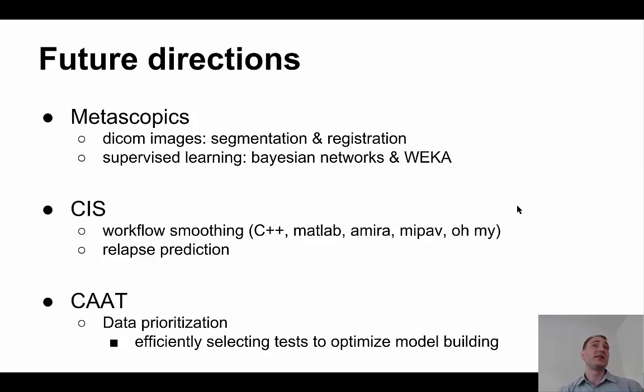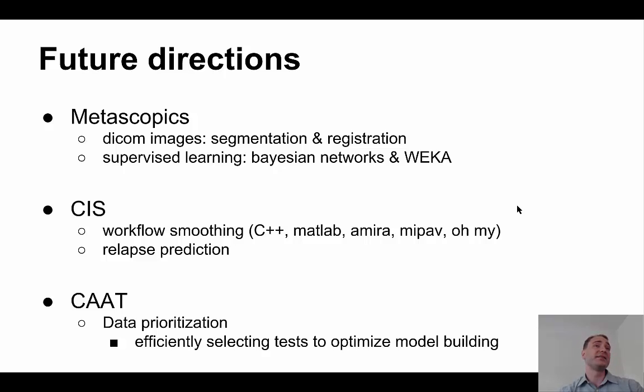We had Metascopics, and I'm hoping in the future we can incorporate what I did in the Center for Imaging Science and CAT into Metascopics. To do that, I would need to upload DICOM images, which are a 3-dimensional imaging format, and also allow for segmentation and registration algorithms. To do that, I'll have to work more with WebSockets to use the algorithms that are already out there, and perhaps roll some of our own algorithms.